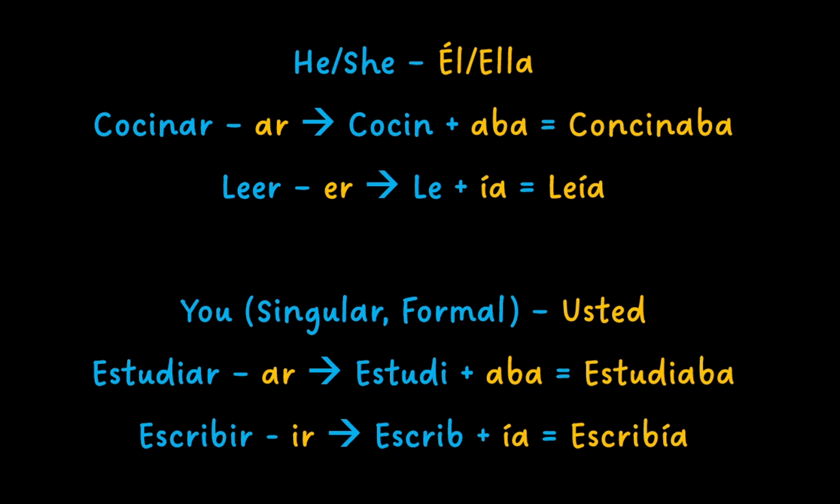For the second set of sentences, cocinar and leer will be in the he and she form, and estudiar and escribir will be in the you form when talking to one person formally. So cocinar becomes cocinaba, leer becomes leía, estudiar is estudiaba, and escribir is escribía.